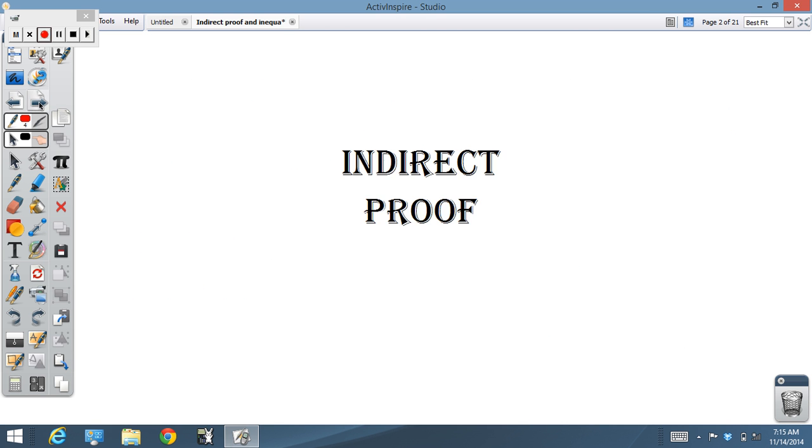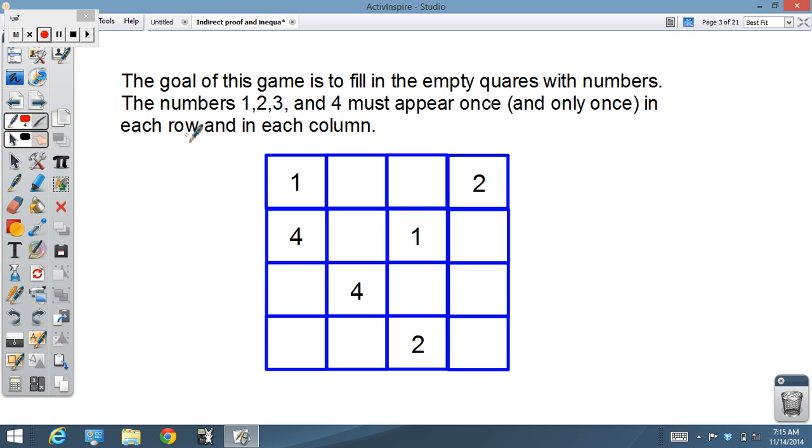Okay, so indirect proof. This is a kind of little game that we enjoy. Here's the goal. To fill in the empty squares in each of these rows and columns, we have to have a 1, 2, 3, and 4. They must appear once and only once in each row and column. So how do we go about doing something like this?